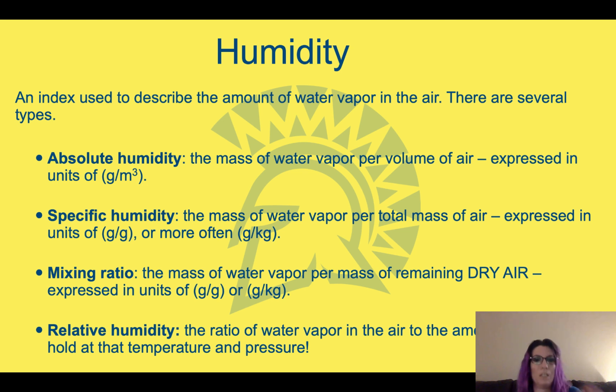I want you guys to be exposed to the fact that there's a few different ways to actually measure humidity and the amount of water vapor in the air. And we actually use different ones for different equations and to look at different values in different ways. But right now we're just going to go over relative humidity. The ratio of water vapor in the air to the amount that can be held at that temperature and pressure. So the relative humidity is the ratio of water vapor in the air to the amount that can be held at that temperature and pressure.